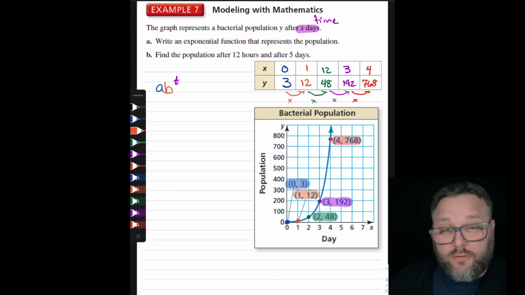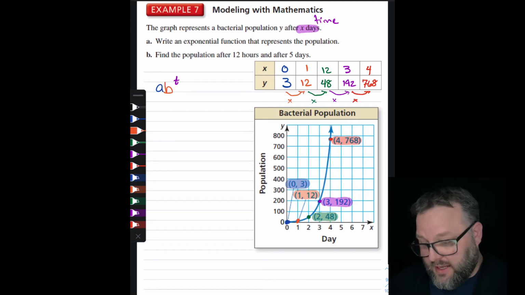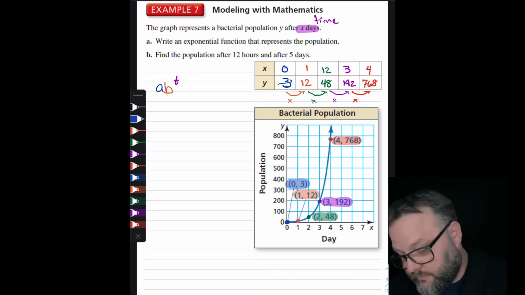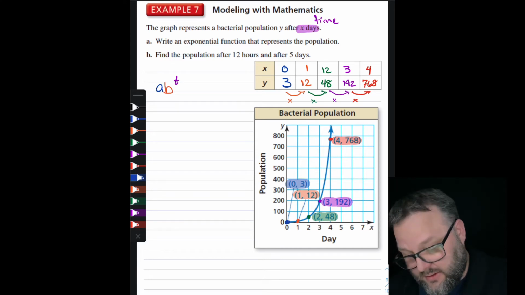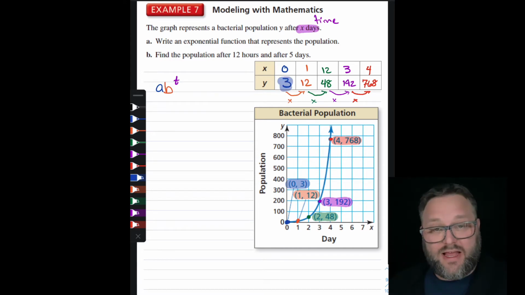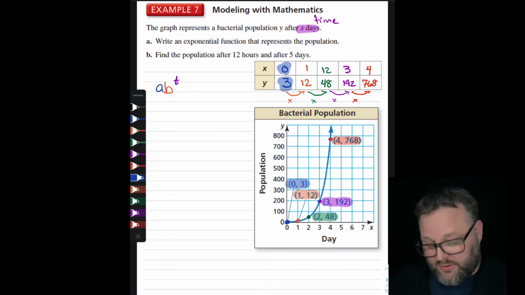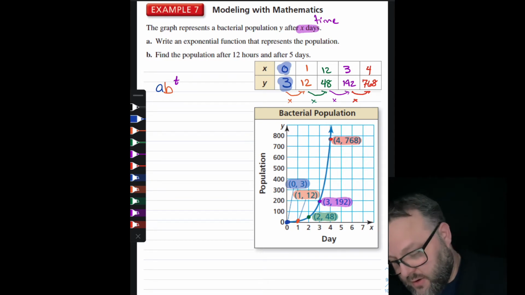All right. So the first thing we have to ask ourselves, what's A? Well, A is going to be our initial amount at 0. So here's A, because that's when X is equal to 0, or our function first starts. So here we get A is equal to 3.